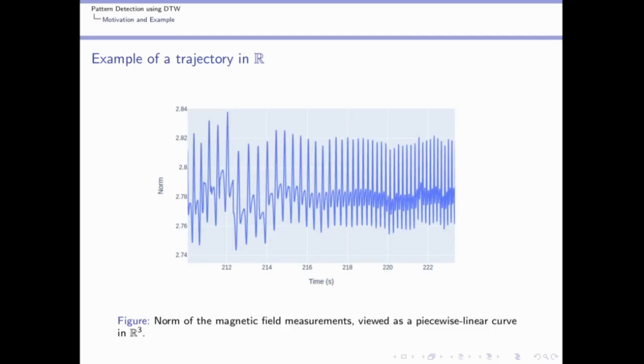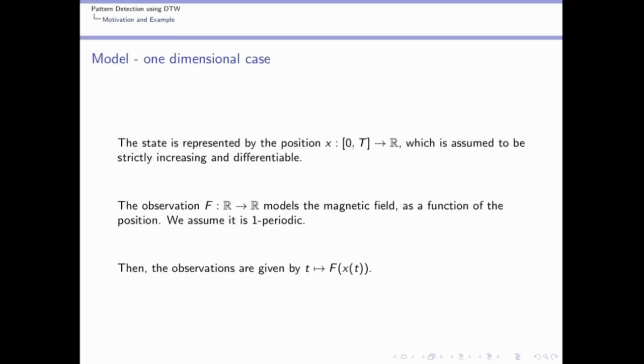right. So we place ourselves in a one-dimensional case. So we have a vehicle moving on the real line, from time 0 to time t, and its position is encoded by x. And we have an observation function which models the observation of the magnetic field or the norm of the magnetic field. And we'll assume it's one periodic. Then what we see, the observations given by the magnetometer are actually samples from F composed with X.